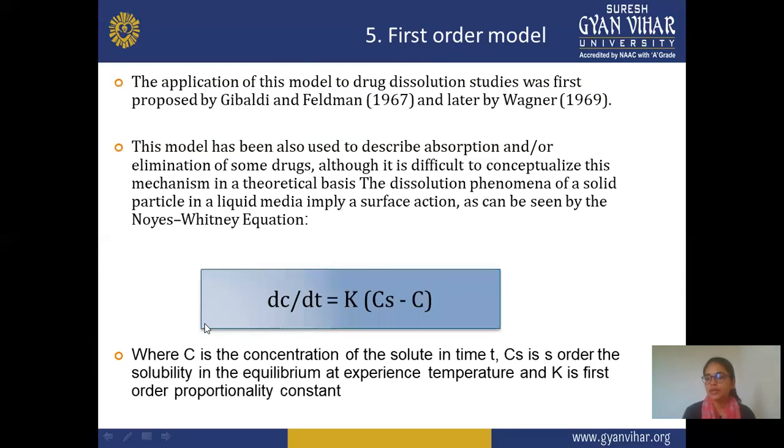Now we are starting the remaining dissolution models. 4 models we already covered. The 5th model is the first order model. The application of this model to drug dissolution study was proposed by Wiebull and Friedman in 1967 and later by Wagner in 1969. This first order model was first discovered in 1967 and later modified in 1969 by Wagner, but first discovered by Wiebull and Friedman for drug dissolution study.